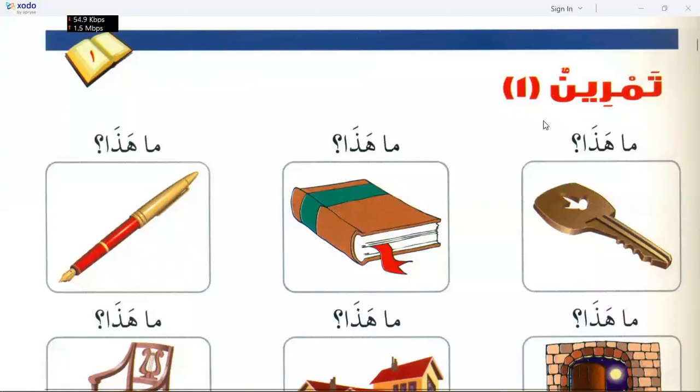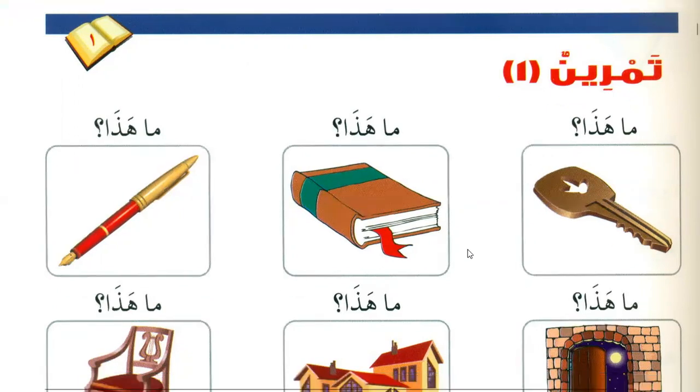Tamrinul Awwal, first exercise. Miss Bahia, read this. Ma hada? What is the meaning of Ma hada? What is this? And what is the answer here? Hada miftah. This is a key, okay. Miftah. Next.